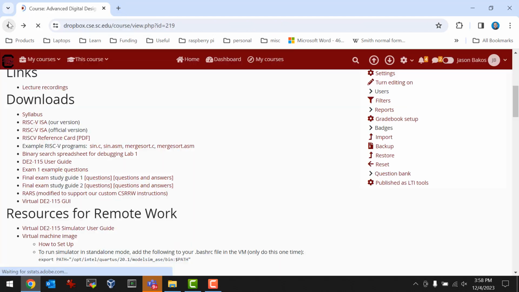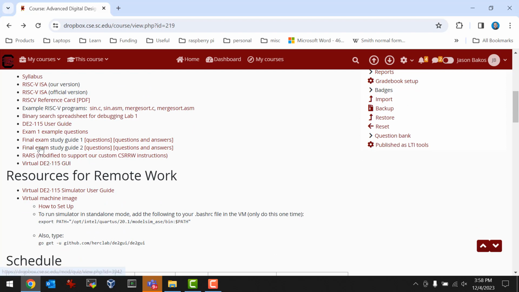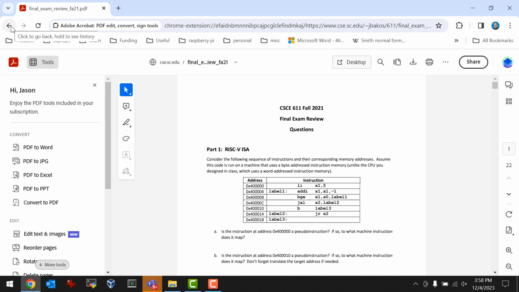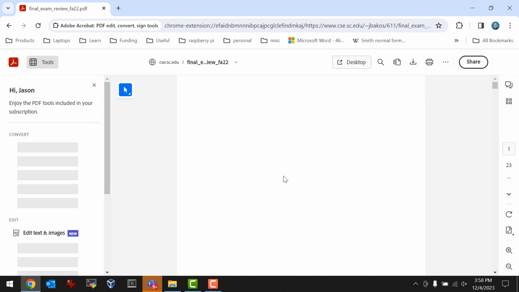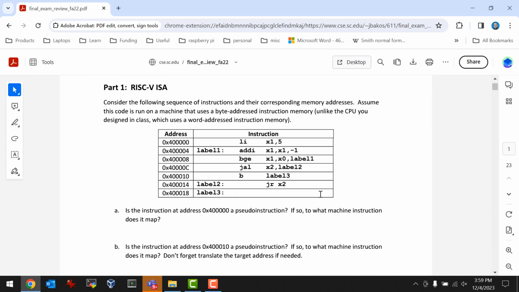I've got an example or a study guide here for the final exam. There's two of them on here. So we'll take a look at this one. We'll just run through these questions. If anyone needs any clarification, let me know.